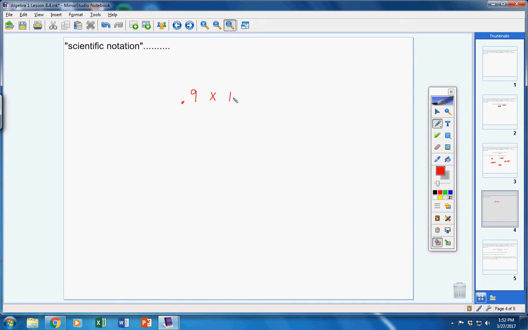Would this be scientific notation? 0.9 times 10 to the fifth. Well, no, it would not, because here's your decimal. What did I say? You have to have one non-zero digit right here to the left of the decimal. Do you see a number right here that's not zero? I mean, you could put a zero there. That's fine. 0.9 is the same thing as .9. But the problem with that is I told you it has to be a non-zero digit. So 0 doesn't count. Okay?